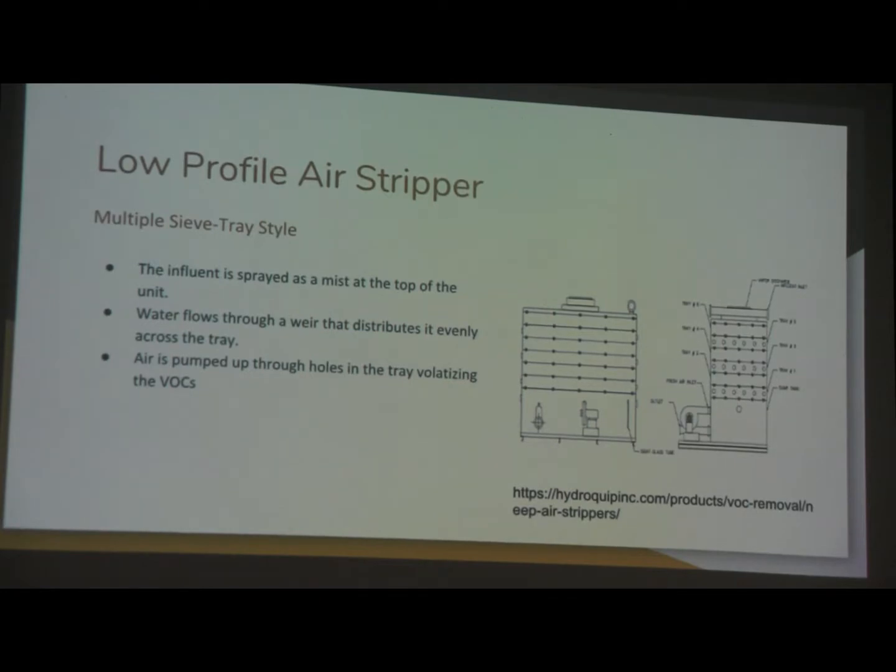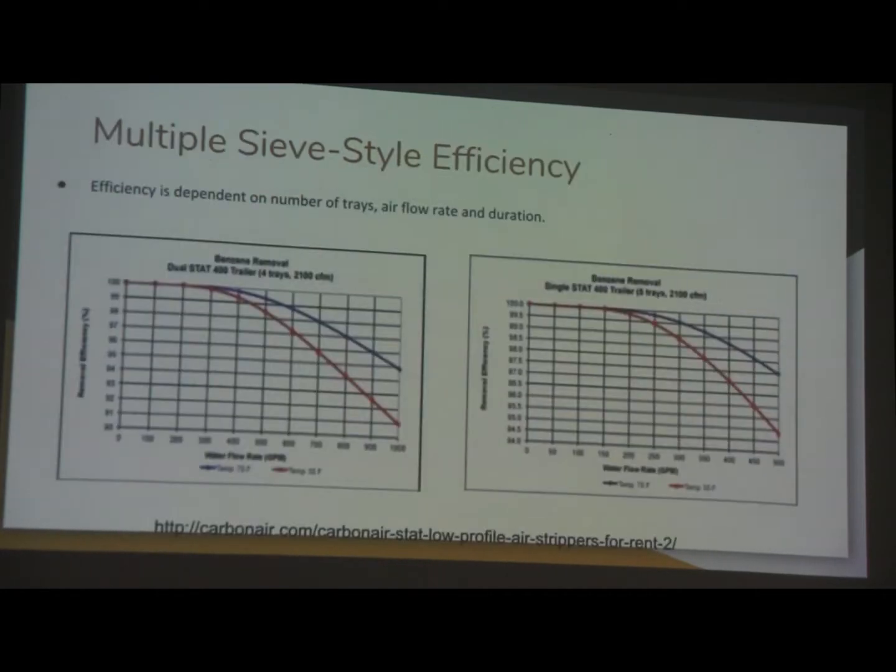So just as he went before, there's the science of it, but we've already touched on that. So when it comes down to the size of the multi-sieve, the efficiency changes based on 3 parameters: the number of trays, the airflow rate, and the duration that the multiple sieve air stripper is being used. So here I got 2 graphs I found off a website selling a wide variety of multiple sieve air strippers for rent or for sale. And as you can see, this one here has only 4.